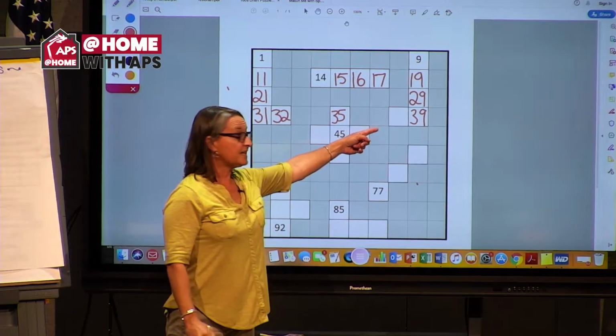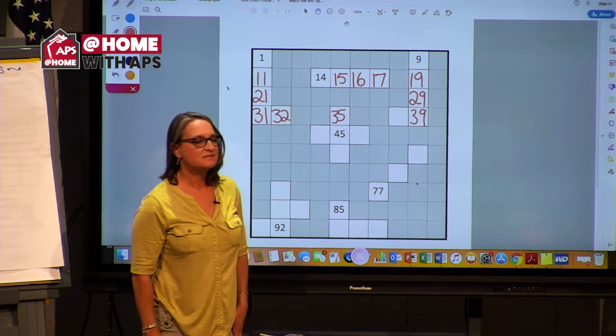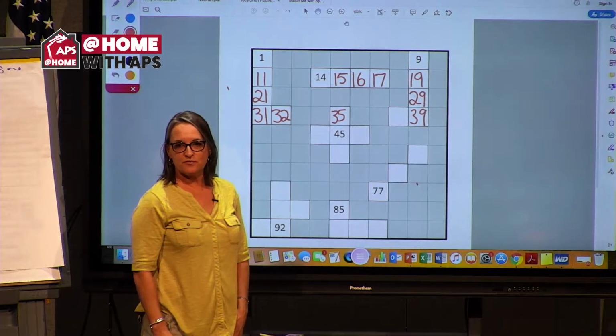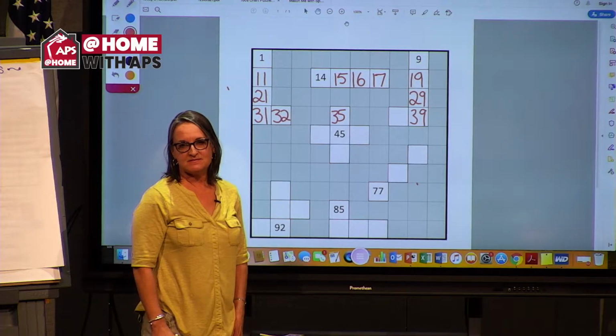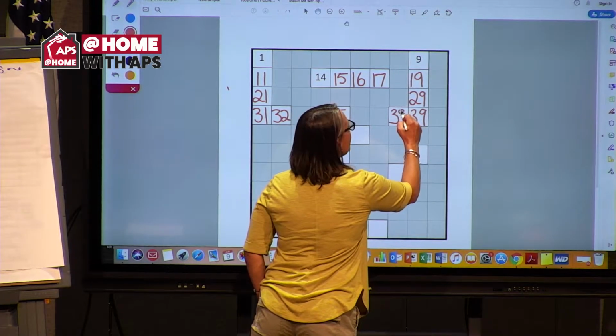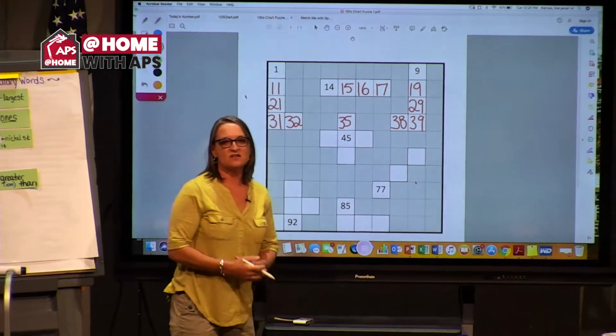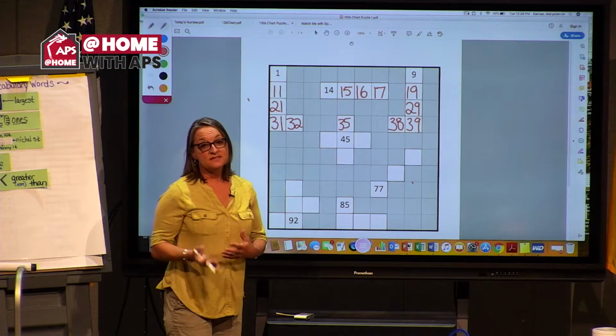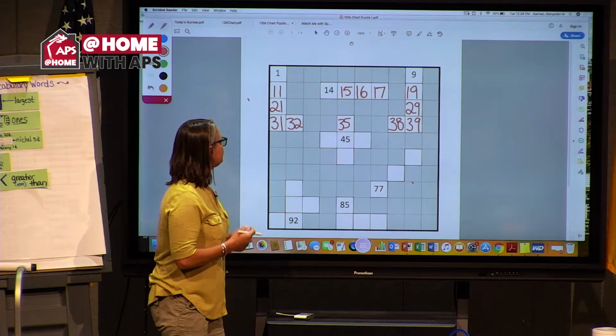And that now can help us think about the box before it. What number comes right before 39? Very good, 38. It's good to think about the number that comes before also, because that can help us think about subtracting or taking away later on.